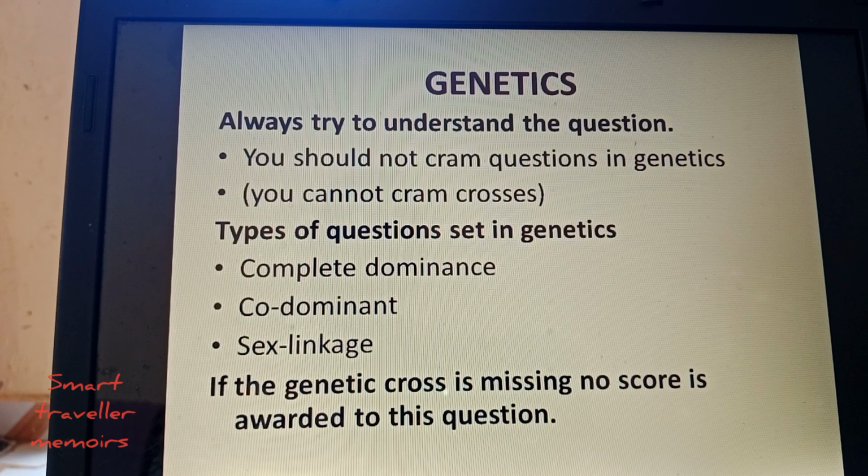Types of questions set in genetics can be of complete dominance, or the question can be for codominance, or the question can also be a question on sex linkage. If the genetic cross is missing, no score is awarded to this question.